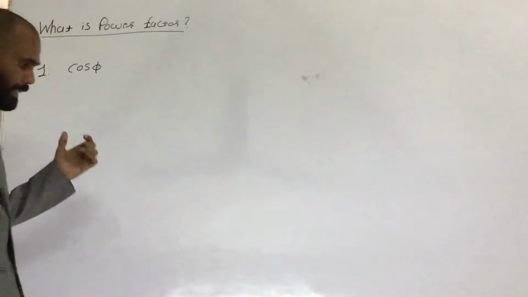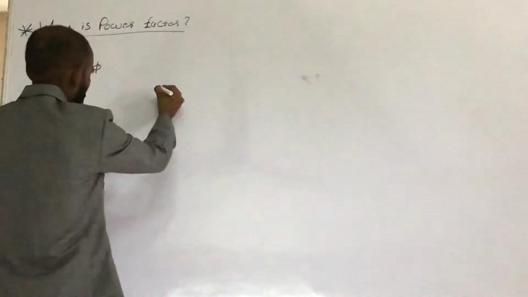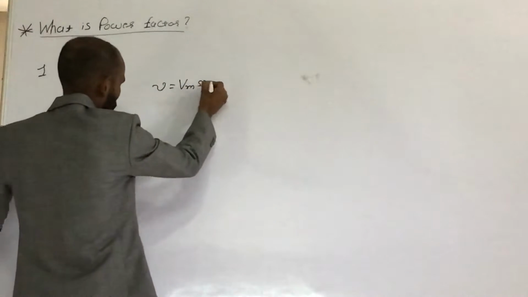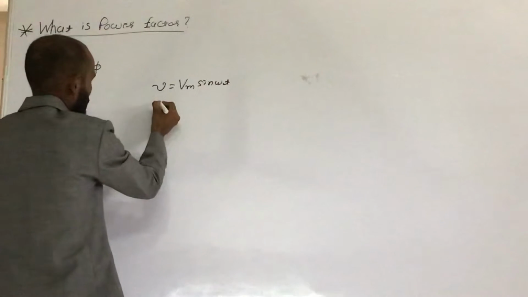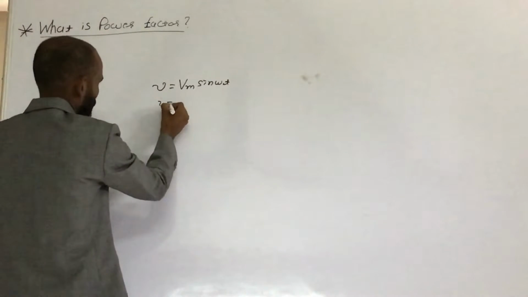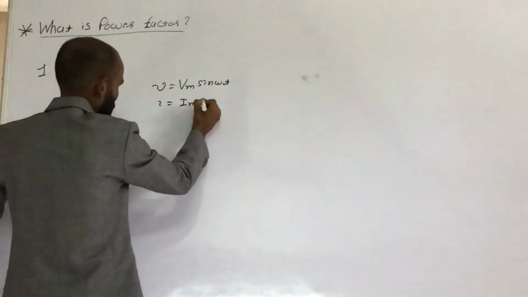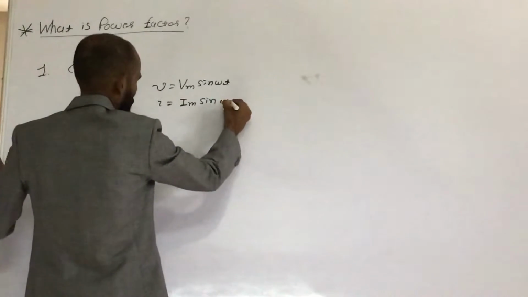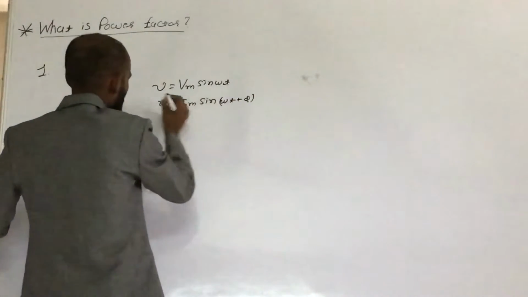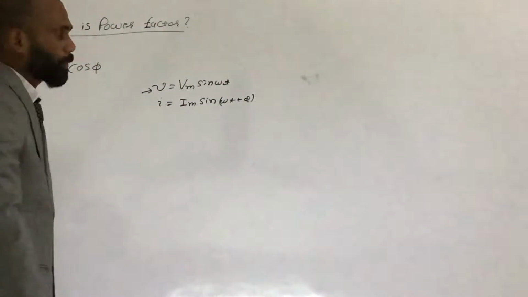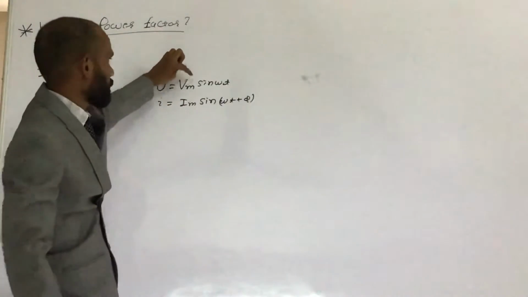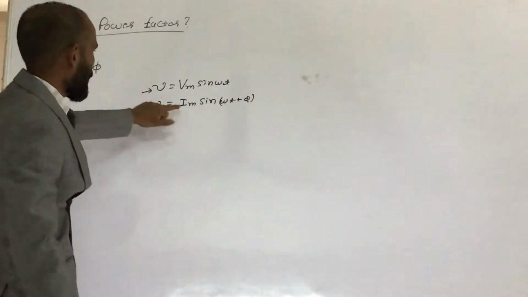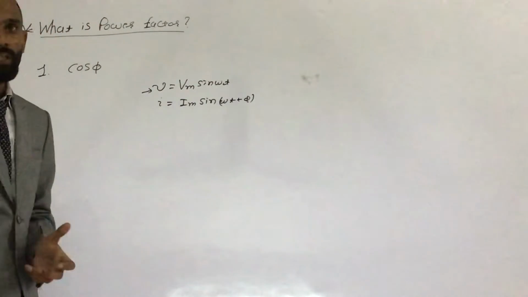Now we know that in an AC system we can represent the instantaneous value of the voltage by v = Vm sin omega t, and we can represent the instantaneous value of the current small i by i = Im sin(omega t + phi). Here the small v represents the instantaneous value of the voltage and Vm represents the maximum value of the voltage. Similarly, small i represents the instantaneous value of the current and Im represents the maximum value of the current.